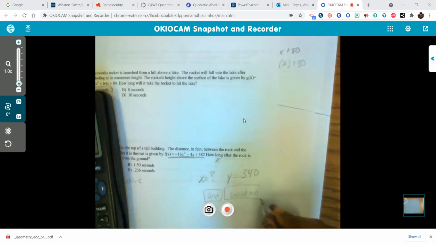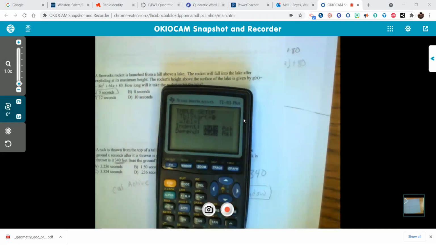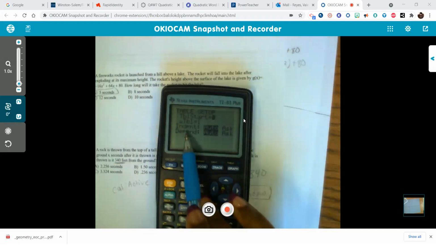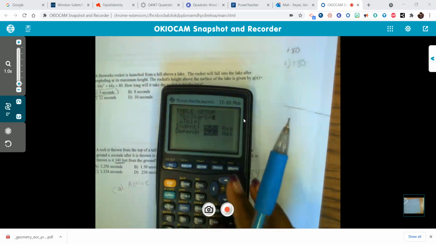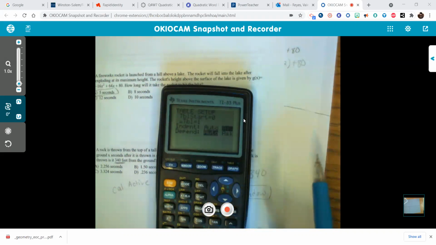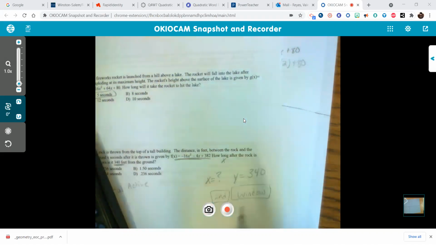Press the second and window button for your table setup. So you see where it says independent, that's your X, this is your Y. Let's type in X values and figure out what our Y values are. Take it off auto and go to X. So now you can type the X values in to see if this is the Y value you get.